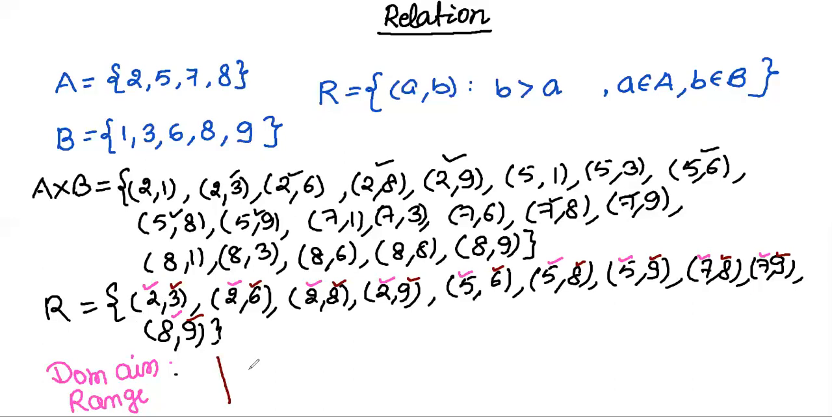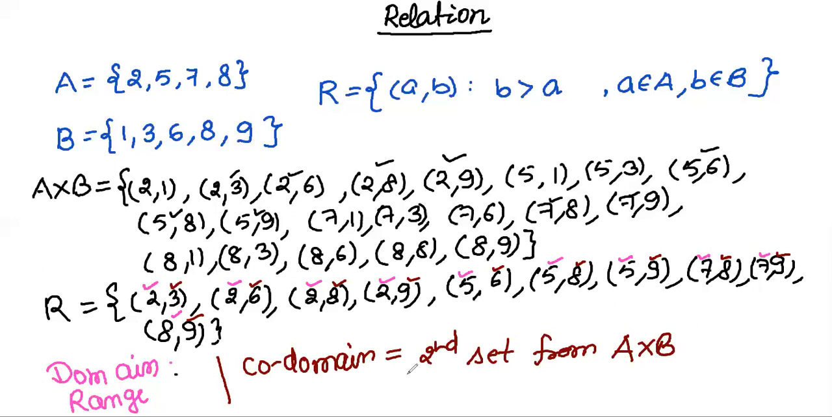One more term is there, that is called codomain. Codomain means the second set from the Cartesian product. The second set from the Cartesian product A cross B means the value will be B. I hope it is clear for you all. So I'm going to write the definition of domain and range. After that, elements also I will write here.